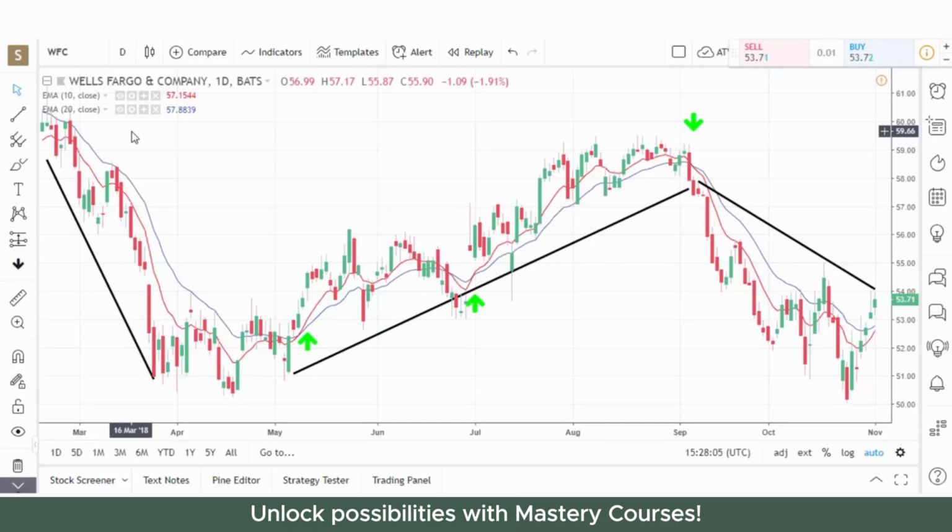So that's how we use the single EMA as well as the combined two time frame EMA in the stock of Wells Fargo.